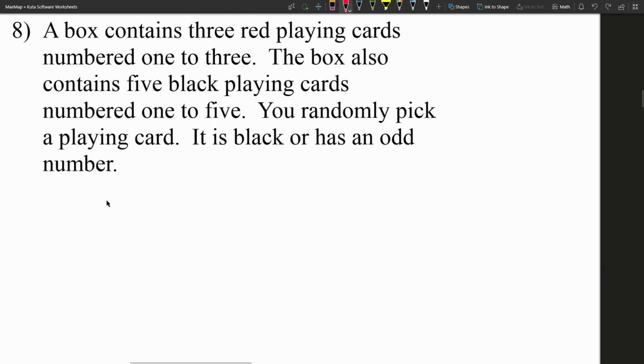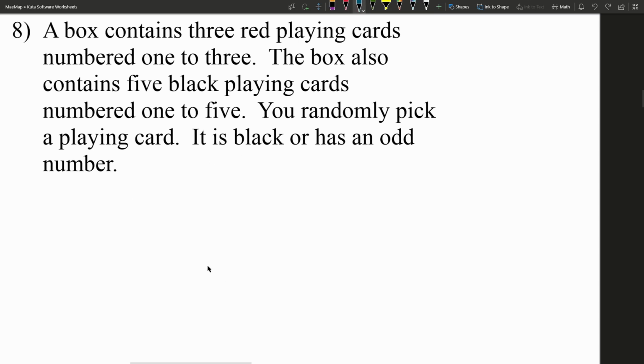Number 8 says a box contains 3 red playing cards numbered 1 to 3. The box also contains 5 black playing cards numbered 1 to 5. You randomly pick a playing card. It is black or has an odd number. So can the card be both black and odd? Yes, it can, because those black cards are labeled 1 to 5 and there's odd numbers in that range. So these events are not mutually exclusive, meaning that it has overlap.